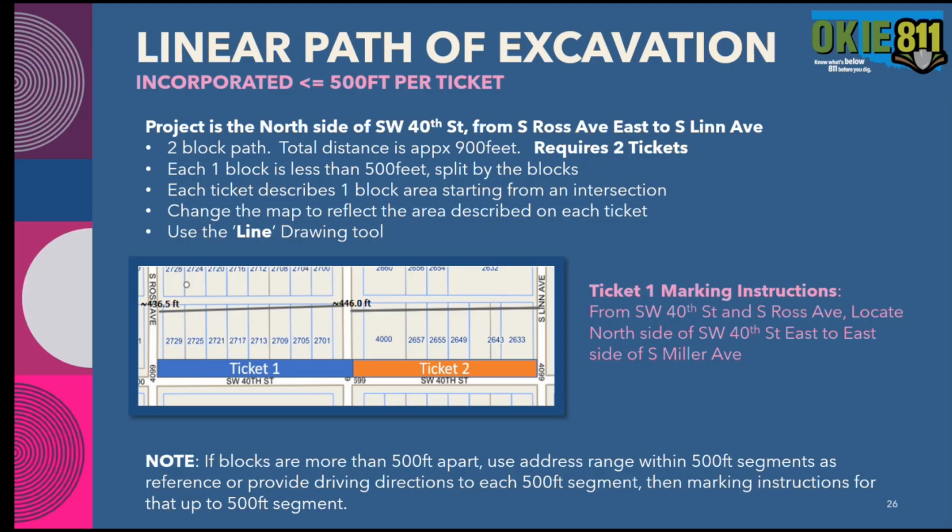If the blocks do happen to be more than 500 feet apart, which in a lot of areas they are, you can use the addresses within that 500-foot segment. So determine what, in this example, you can see addresses. You can determine what addresses are within a 500-foot segment and use those as reference. Or you can provide driving directions to each 500-foot segment and then the marking instructions for that up to 500-foot segment.